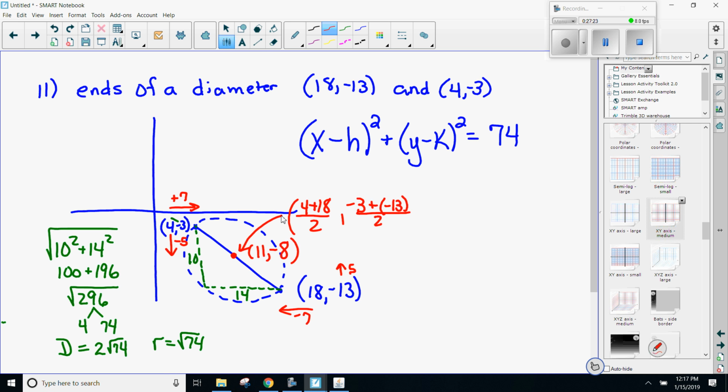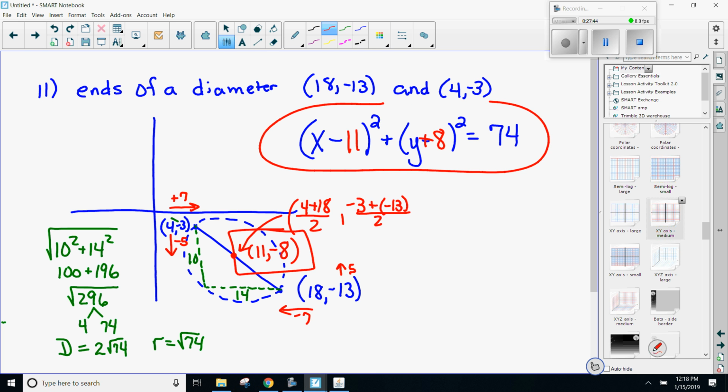So how does that change? If this is the center, 11, -8, then for the equation of my circle, I want to replace this h with what? And this k. So I replace those two with 11, and this becomes +8 because it's minus -8. And there's your equation for your circle.